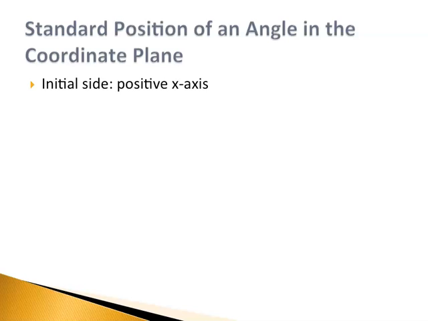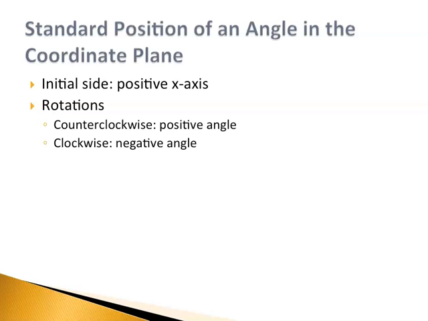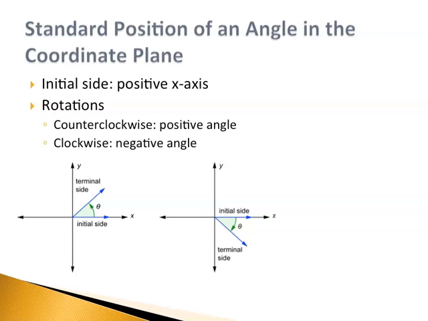In terms of rotations, when you rotate counterclockwise, you get a positive angle measure, whereas if you rotate clockwise, you have a negative angle measure. Here's just a picture of what we're talking about. The initial side is on the positive x-axis, as you can see on both diagrams. In the first one, we're rotating counterclockwise as we go up from the initial side, and that's a positive angle measure. In the second diagram, the initial side gets moved starting down, going clockwise, and that gives you a negative angle measure.